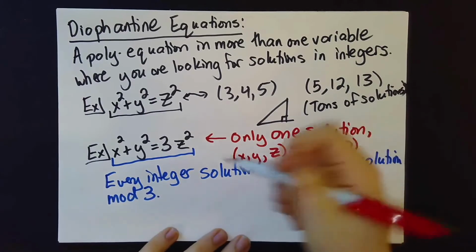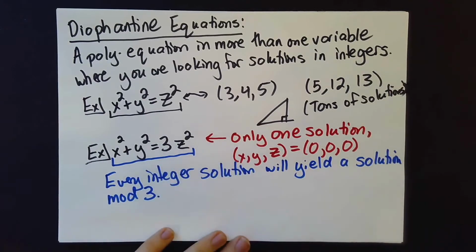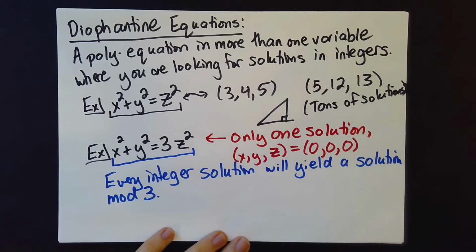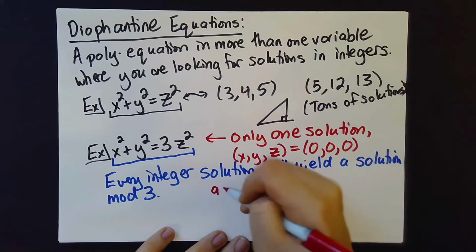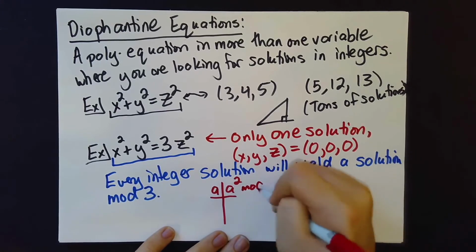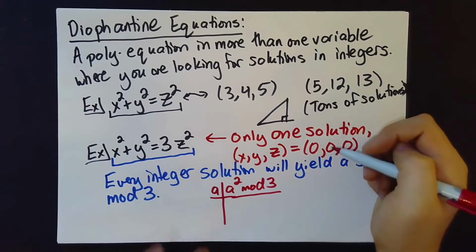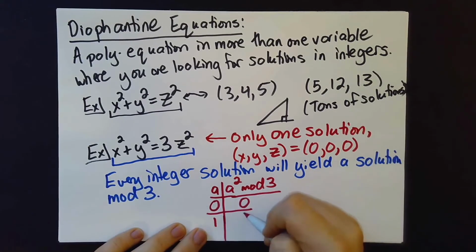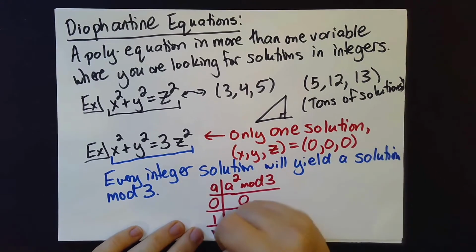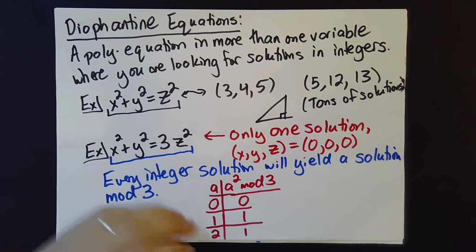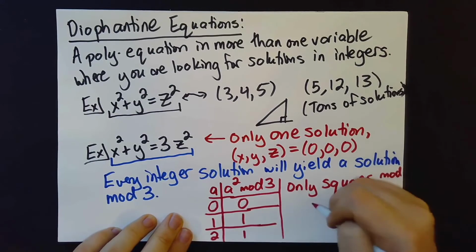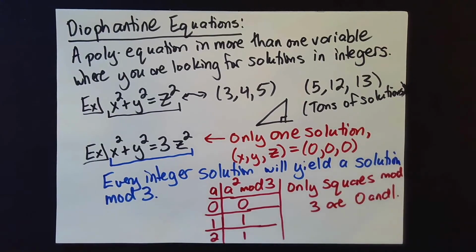And the reason why is because of what the squares are mod 3. So I'm going to pick some neutral letter, a, and I'm going to write down what a squared mod 3 is. So 0 squared is 0, 1 squared is 1, and 2 squared is 4, which is 1. So the only squares mod 3 are 0 and 1.